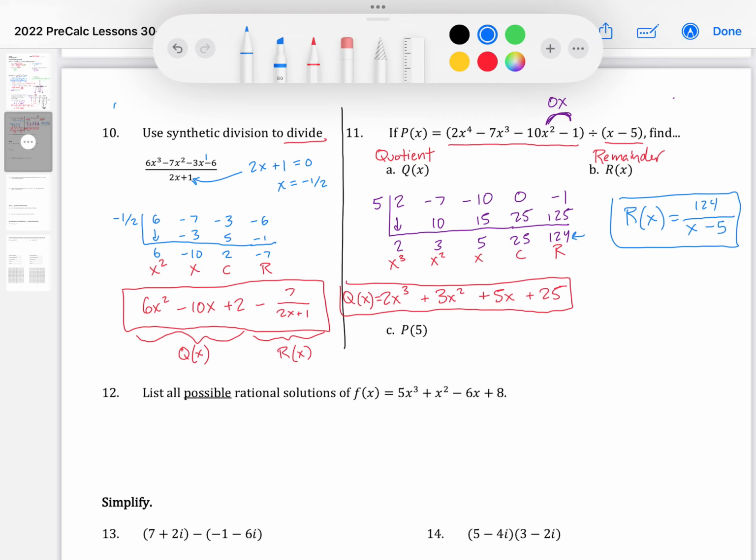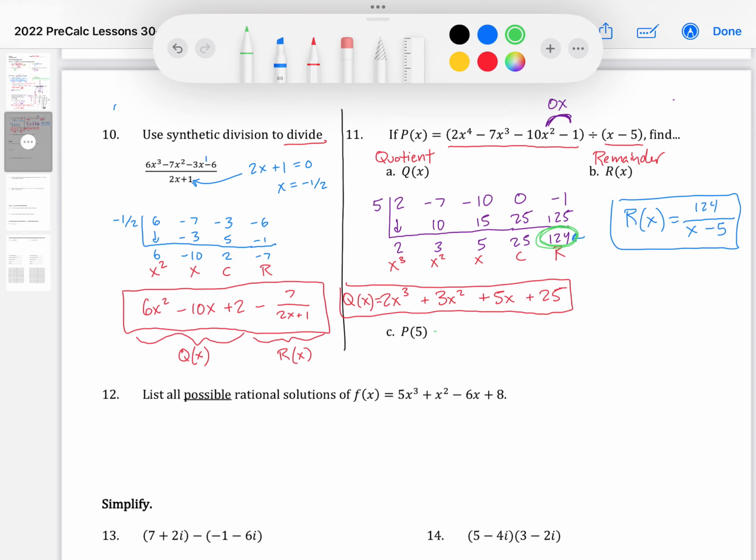All right. And then the last one is just saying, okay, what if you wanted to find p of 5? Well, p of 5 would just be 124. That's the remainder theorem. The remainder theorem says whatever you get for this remainder is the same thing as if you were just going to plug in 5 to that equation. So instead of having to do 2 times 5 to the 4th and all that, you can just say that the answer is 124.